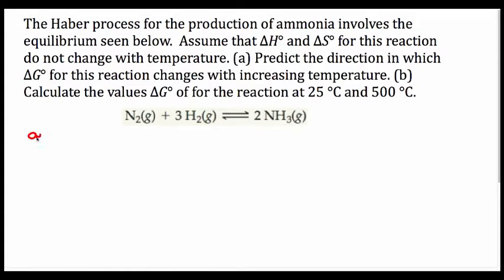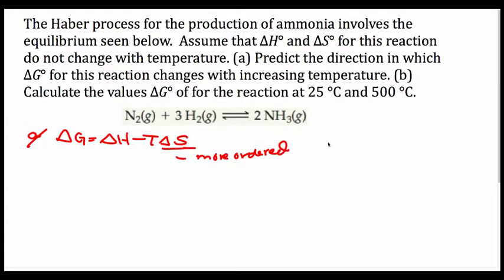So I have delta G equals delta H minus T delta S. Now when we look at my S for my entropy, I go from 4 moles of gas to 2 moles of gas. Since I'm going from 4 to 2, that means that my entropy is becoming more ordered. Since it is more ordered, that means it's going to be negative. Now, if I have an increasing temperature, so my temperature is going to start to go up.